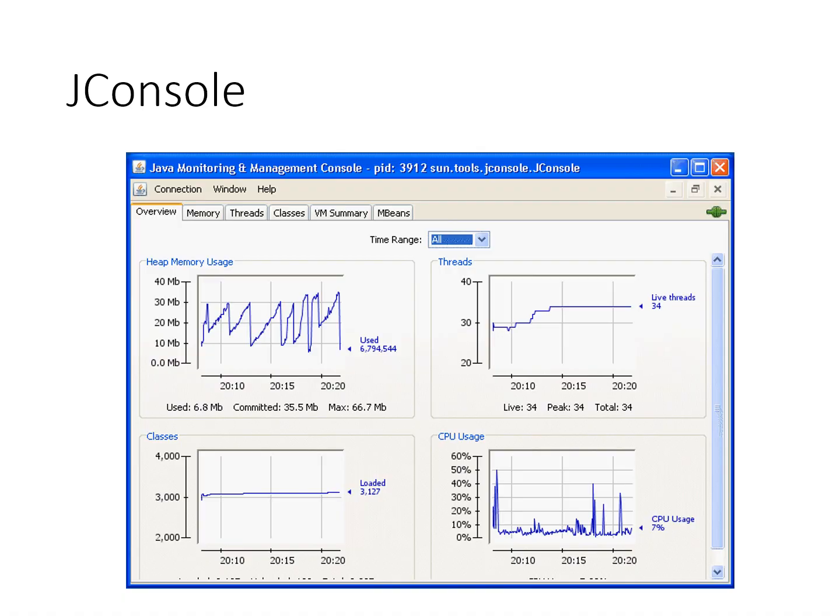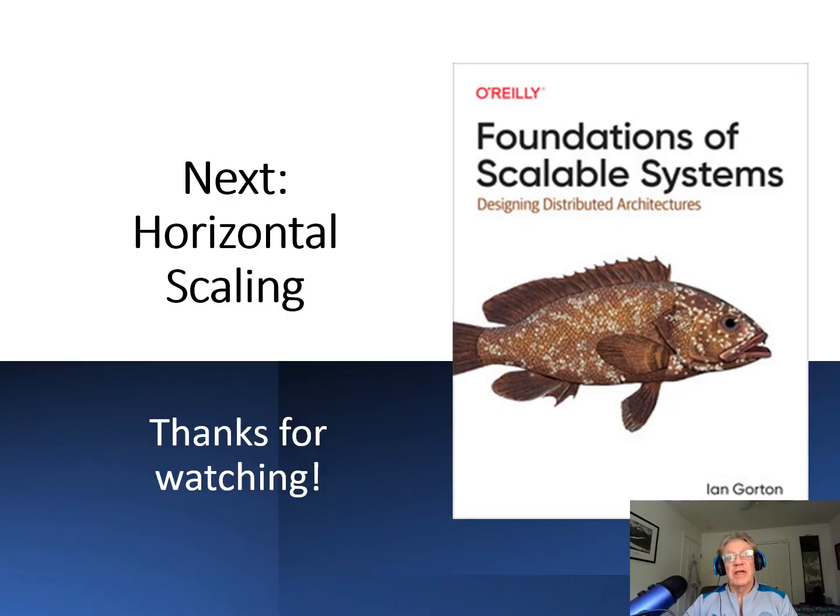So this lesson has covered the basics of the application server technologies that we use to host our business logic. What I'm going to do next is look at how we scale out these individual service instances using horizontal scaling.